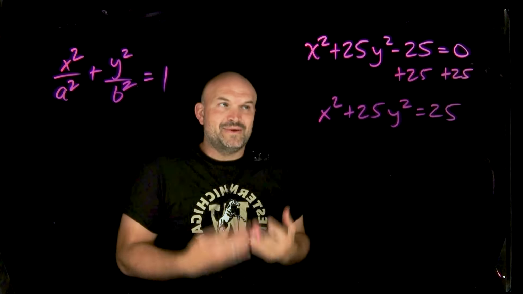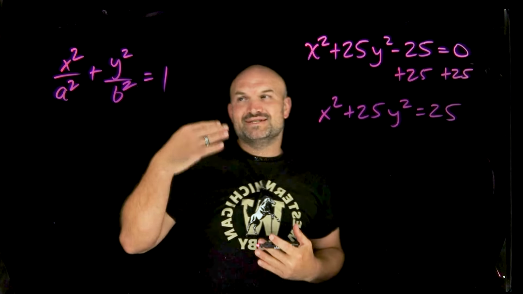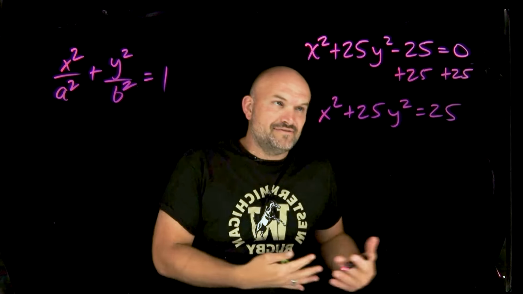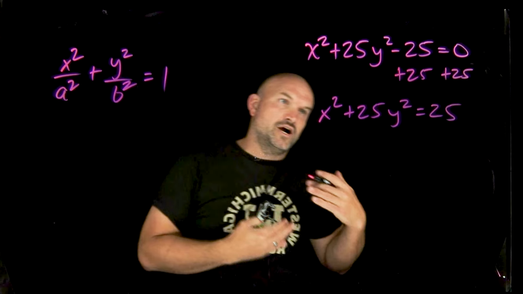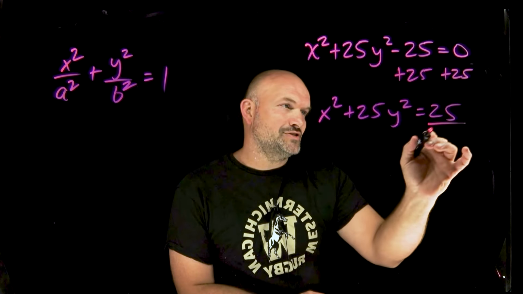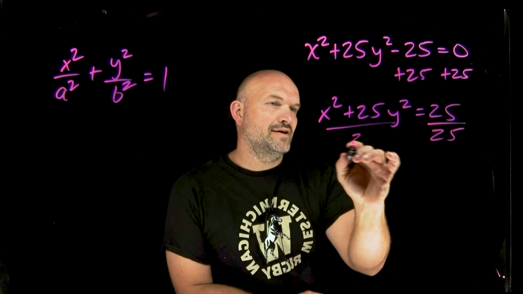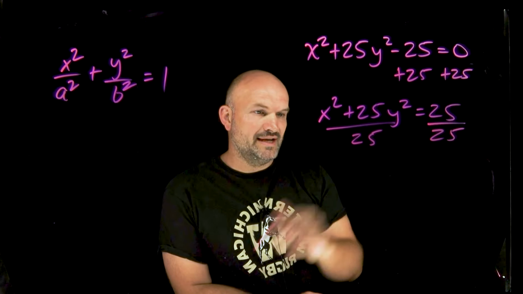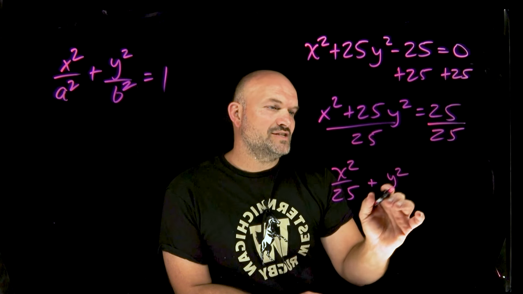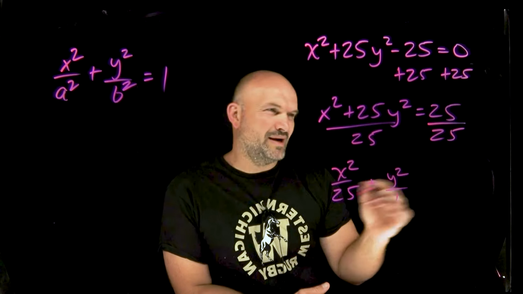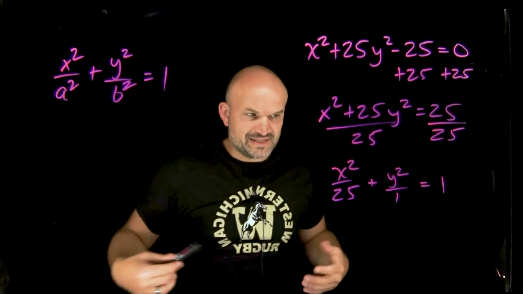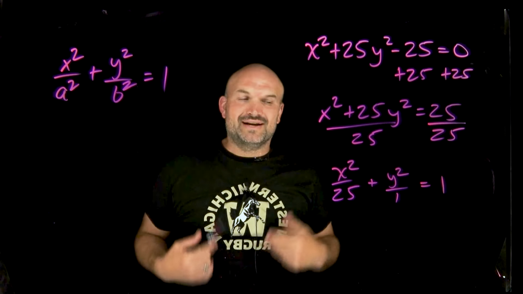But from this point, we have to be able to set it equal to 1. Because 1 is also going to give us what our a squared and our b squared is, and then we can identify what is going to be our major vertices, our foci, and our minor vertices. So make sure that you take this extra step, divide it by 25 on both sides. Now what you're going to get here is x squared over 25 plus y squared over 1. You don't really need to write the 1 there, but I think it's really important for your accounting purposes that you know that there's a denominator there and it's equal to 1.